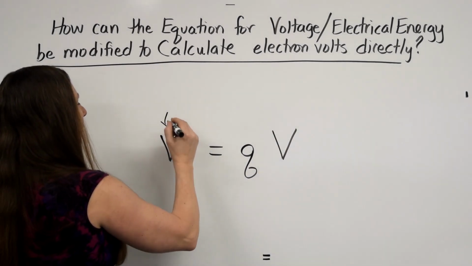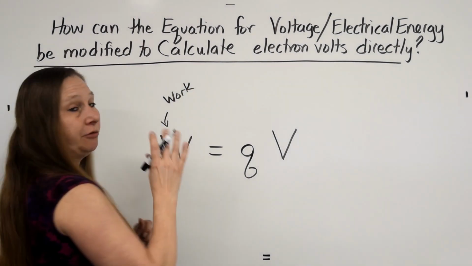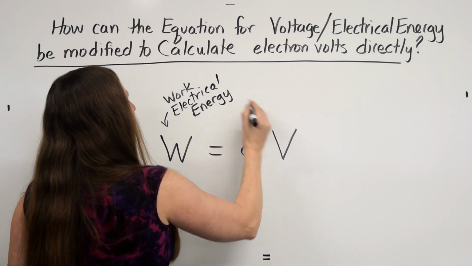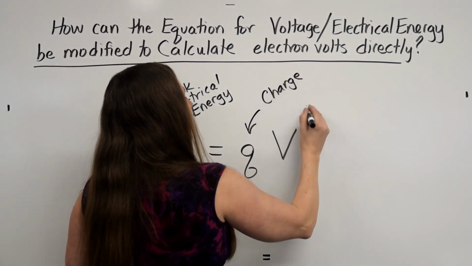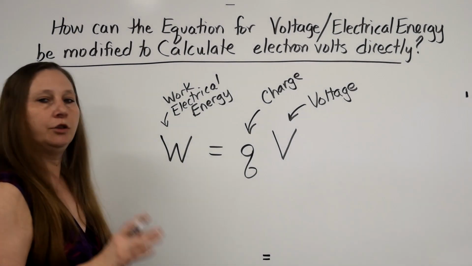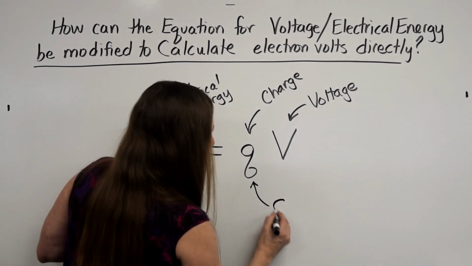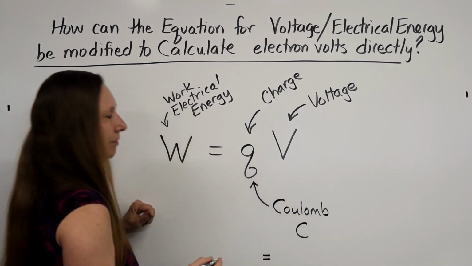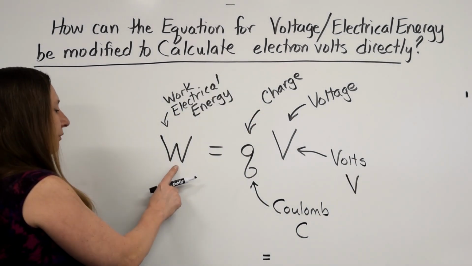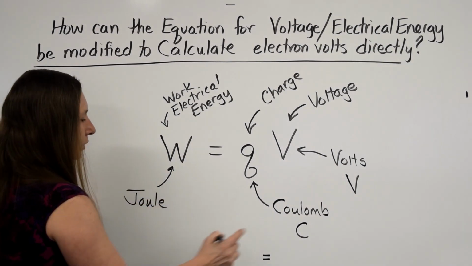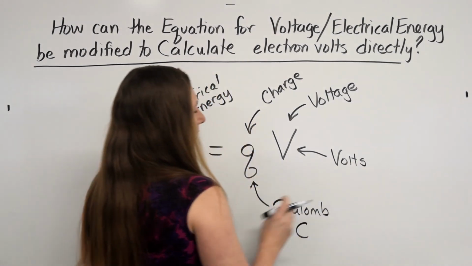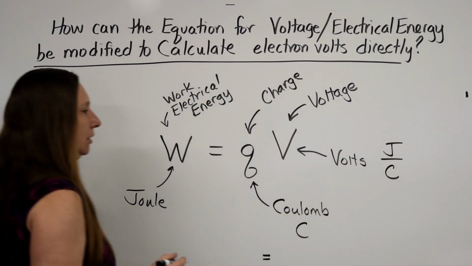Now, we know that W is work. A phrase that is synonymous with the word work would be electrical energy. We know that the Q is charge, and we know that the V is voltage, potential difference, potential drop, etc. Now, focus on the units. If you plug in the unit coulomb, capital C, for charge, and you plug in volts, capital V, for voltage, then the unit you will get for work is the joule. If you plug in coulombs and volts, you will get joules. Now, keep in mind that volts are really joules per coulomb. We'll bring that up again later.